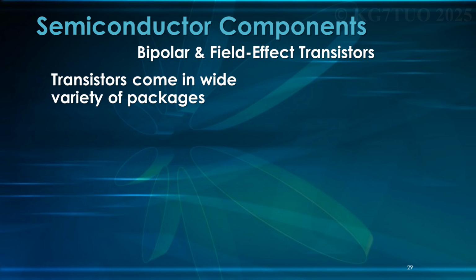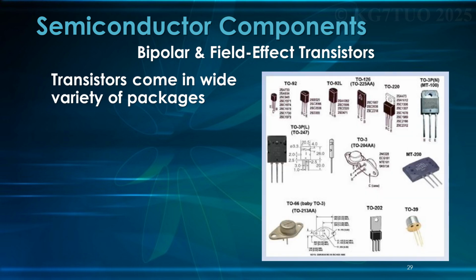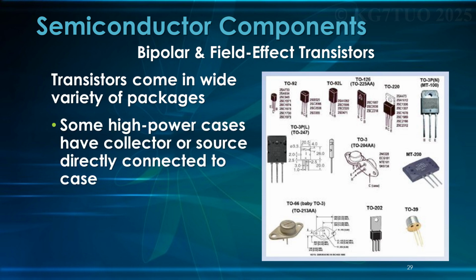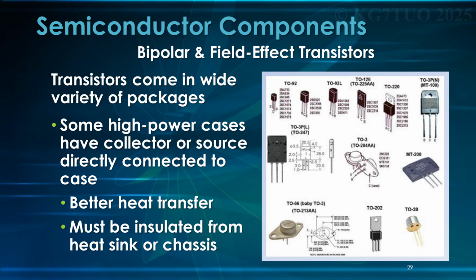Transistors come in a wide variety of packages, and there's a whole bunch of them. And this is not all of them. Not even close. Some high-power cases have the collector or source directly connected to the base, so the metal is in the enclosure. Specifically, that circumstance is going to apply to this guy and this guy. You're going to see those bolted straight onto the chassis, and occasionally that one, and sometimes you'll see this one sticking out. It gives them better heat transfer. That's why they do it. It must be insulated from the heat sink or chassis.